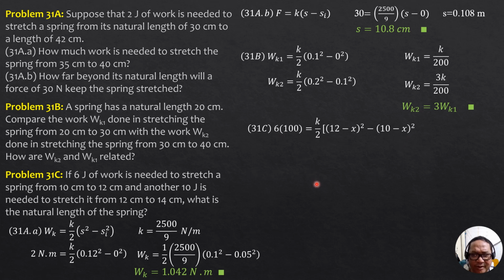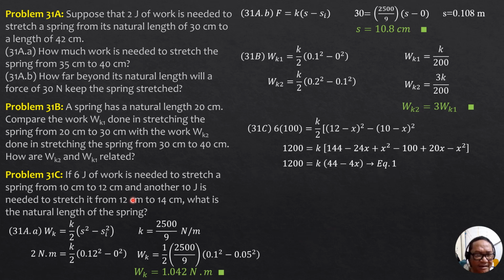Simplifying, 1200 equals k times quantity 144 minus 24x plus x squared minus 100 plus 20x minus x squared. Simplifying further, 1200 equals k times quantity 44 minus 4x, call that equation 1.